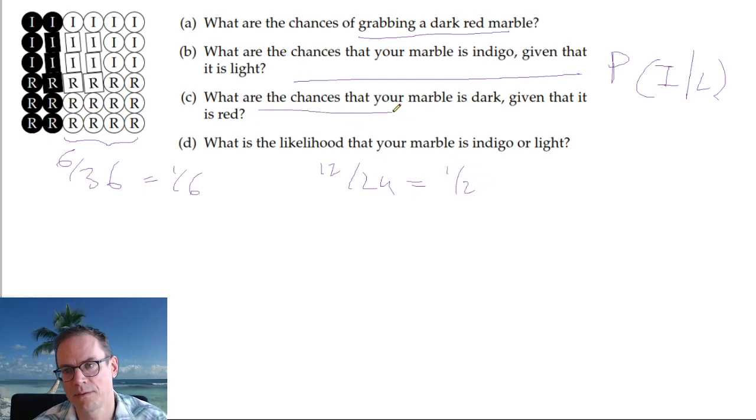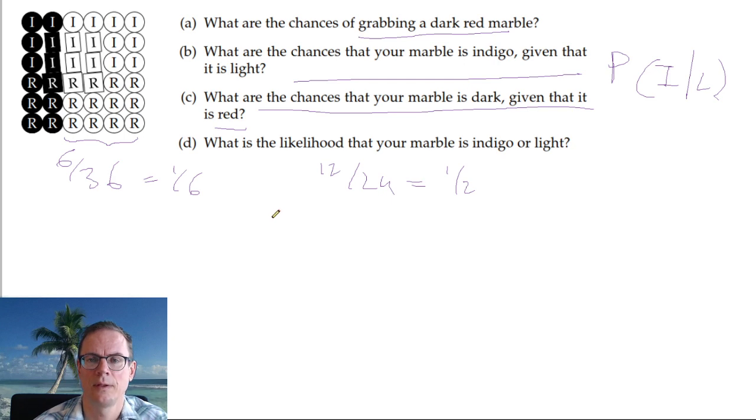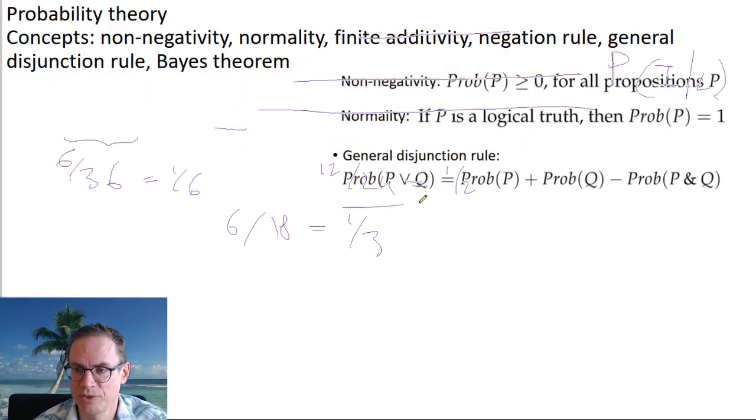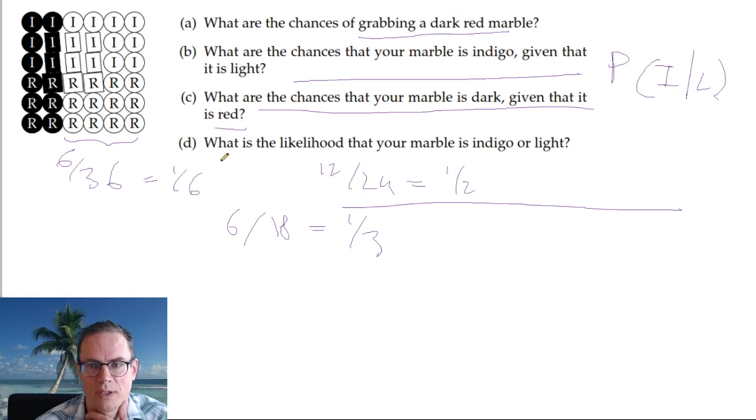What are the chances that your marble is dark given that it is red? Okay, so how many reds do we have? 18 reds. The dark ones, there are 6 dark ones over there. So that's 1 in 3. All right, and now we get to the rule I just mentioned, the general disjunction rule. What is the likelihood that your marble is indigo or light?